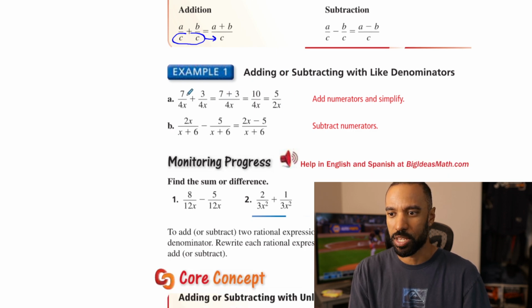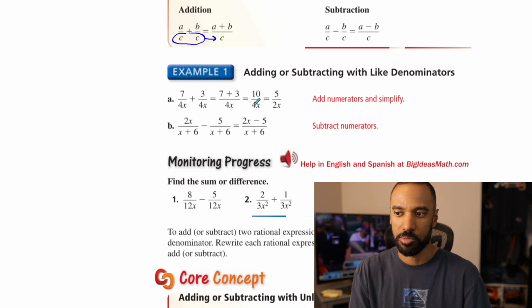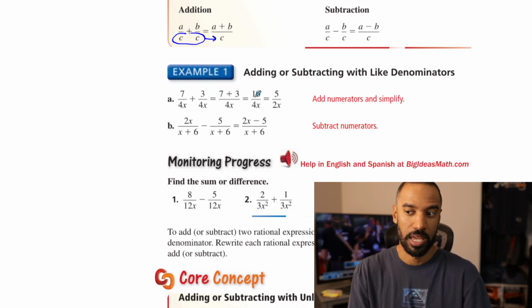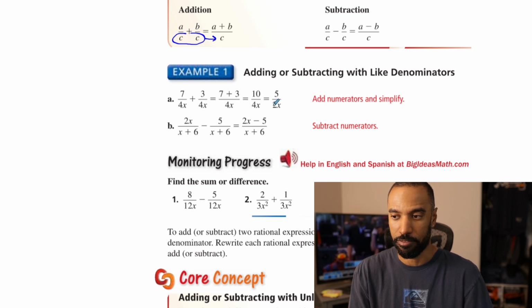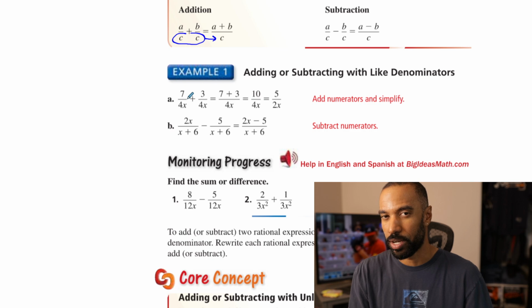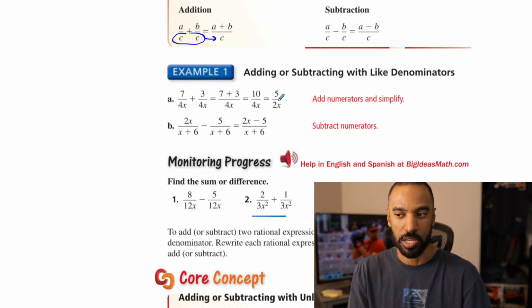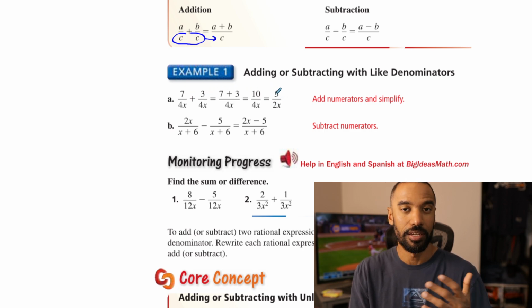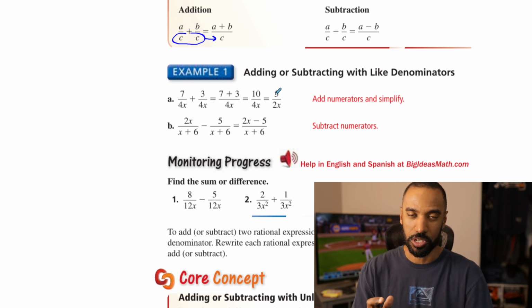A couple quick examples of these. 7 over 4x plus 3 over 4x becomes 10 over 4x, but that can also reduce. 10 over 4, you can divide each by 2 and get 5 over 2x as a whole. So when separate, we didn't have anything to reduce, but when together, there was something to actually simplify. And that's something that can happen with our polynomials as well, by the way.